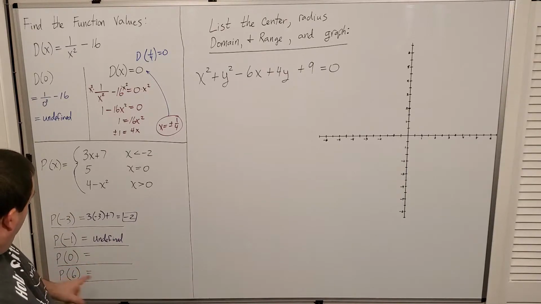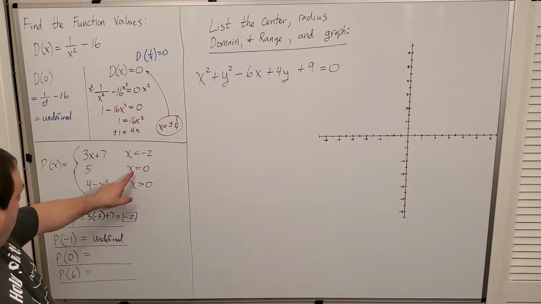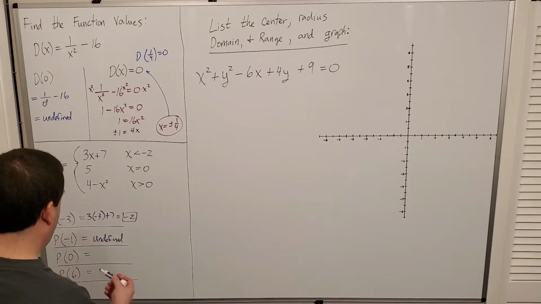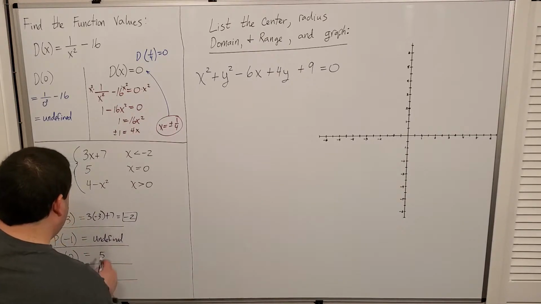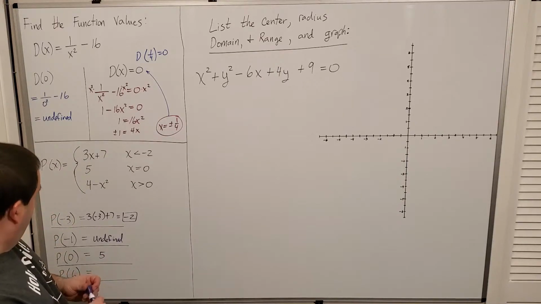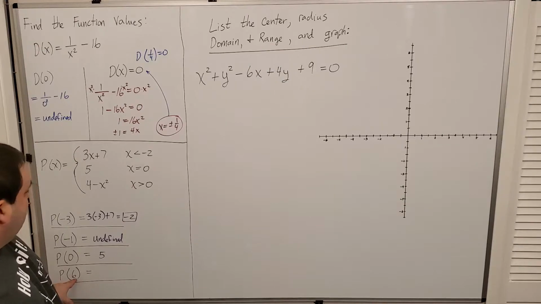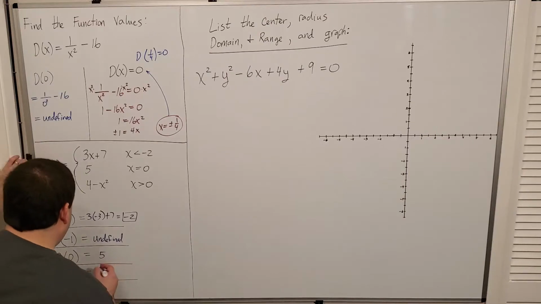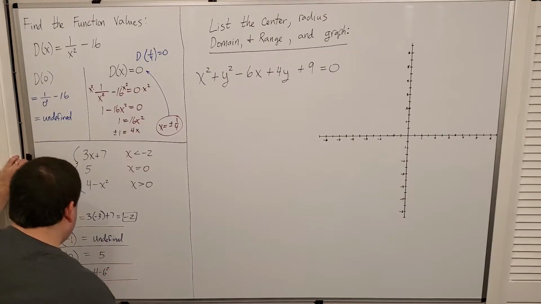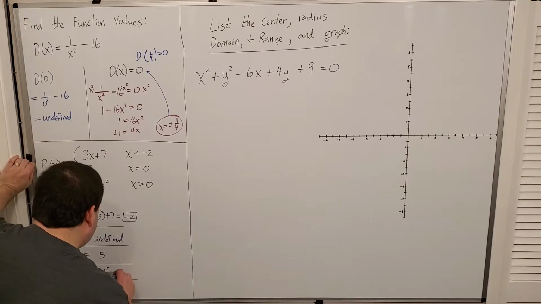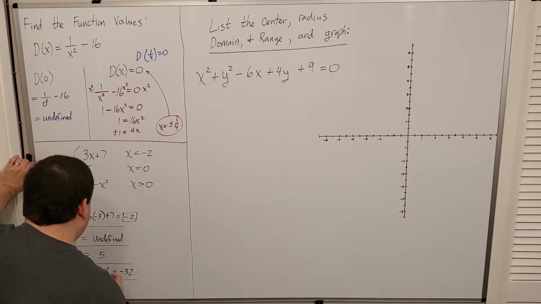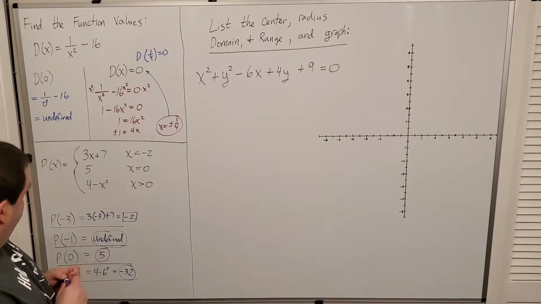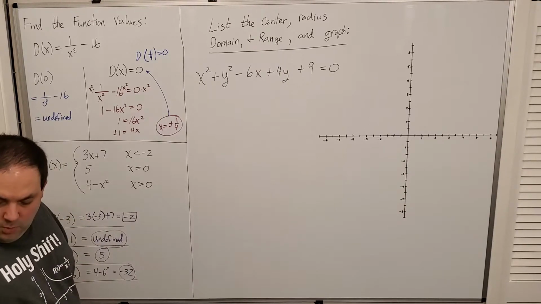Okay, next. When x equals 0, well, we have one that specifically says that. It says give out a 5 when that happens. Okay, so 5. And there's the answer for that one. And then p of 6. X equals 6. 6 is greater than 0. So I'll use this one. That will give me 4 minus 6 squared. That's 4 minus 36, which is -32. Right? So I've got my answers to that now. And that's the piecewise function.